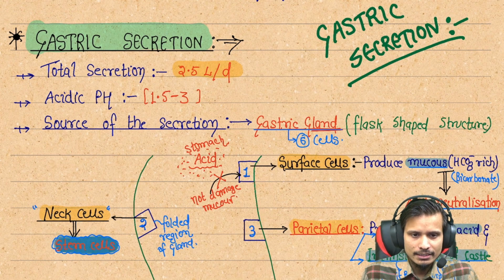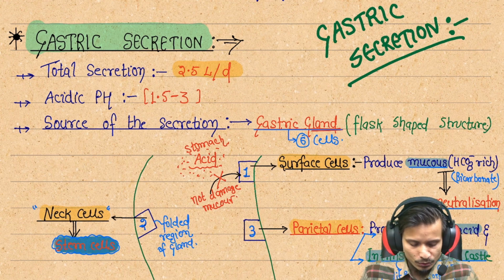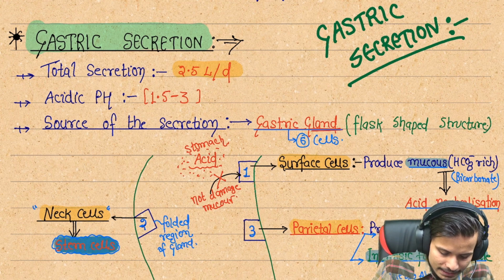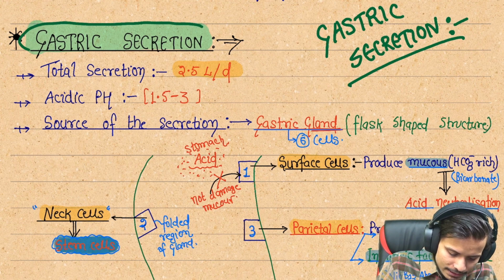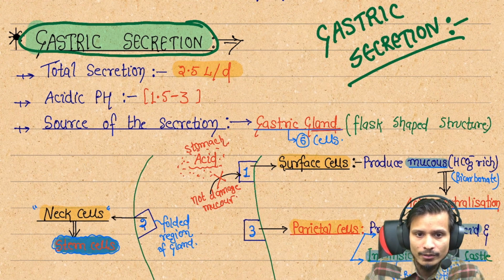About the introductory part, here we are going to discuss basically one and only the gastric secretion, and in the next part we will further continue with the pancreas and the different glands. So let's see the gastric secretion. The gastric secretion is the secretion mainly produced by our stomach.